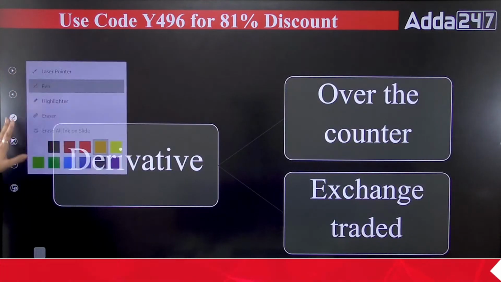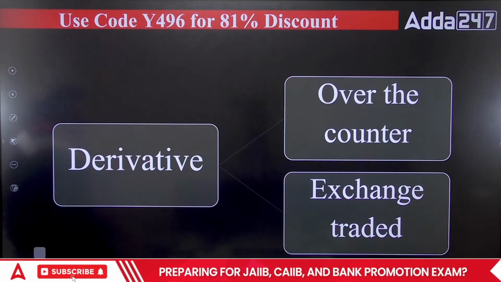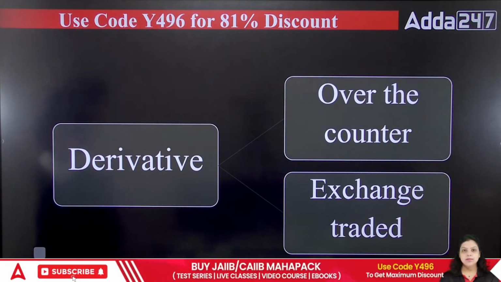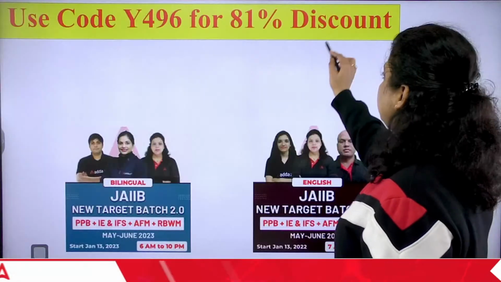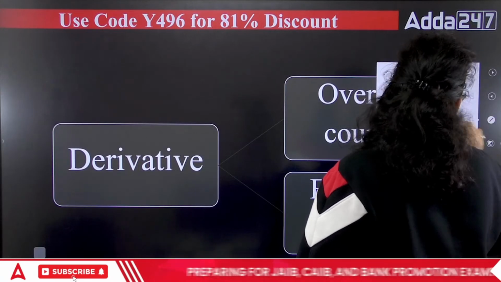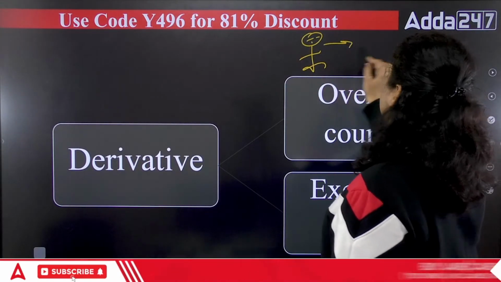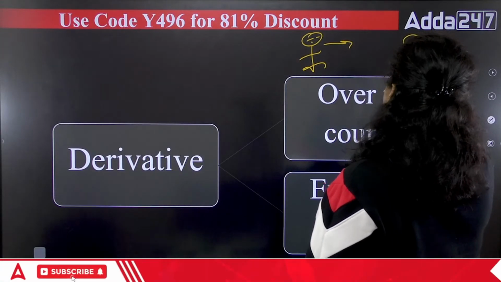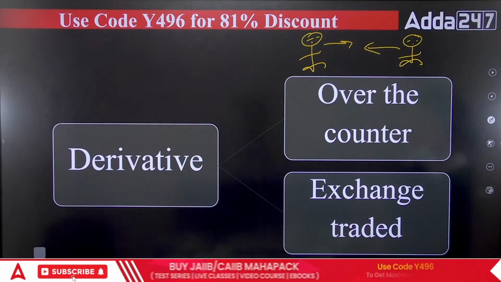Clear? Now there are two types of derivatives we can say, that is over the counter and the exchange traded derivative. Now what is over the counter derivative? Over the counter derivative is a derivative where there are two persons and they two agree to purchase or sell their commodities with each other. They two came under the contract and they are selling and purchasing the goods in the future market.